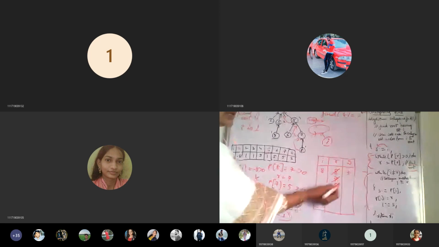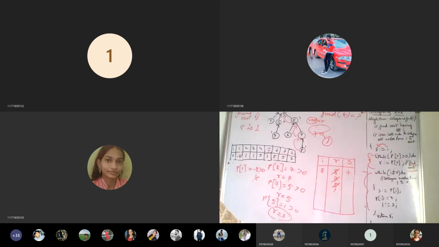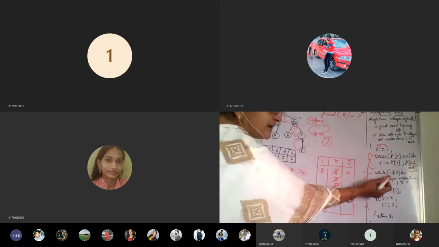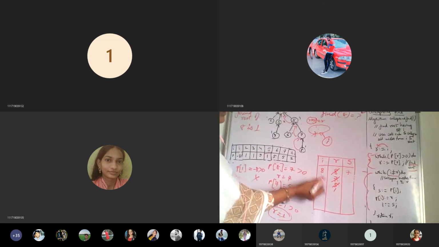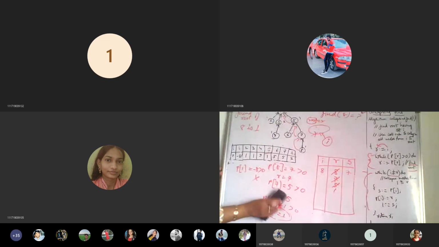Okay, so please consider these values whatever are there in the table. Okay, so here in this while condition I not equal to R means 8 not equal to, so I'll write it.